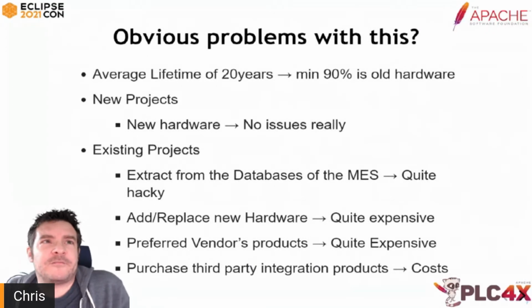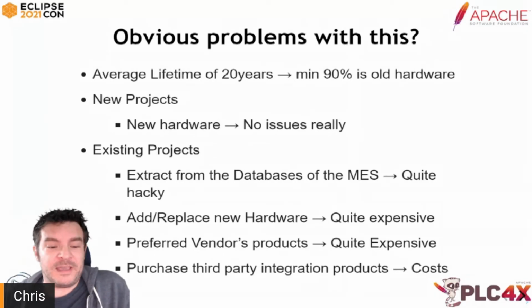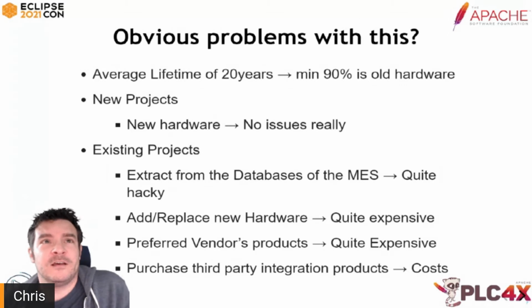First of all, the average lifetime of a machine out there is about 20 years. So even if we've been able to buy stuff with MQTT and OPC-UA for, let's say, 2 years, and just assuming every device now supports that, we've still got 90% of our hardware that's old.